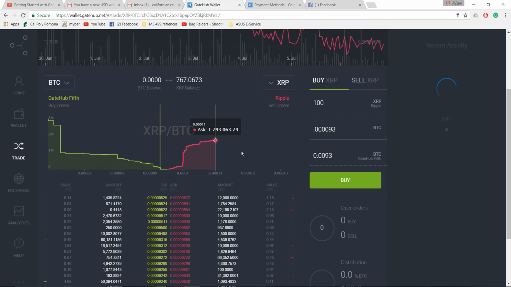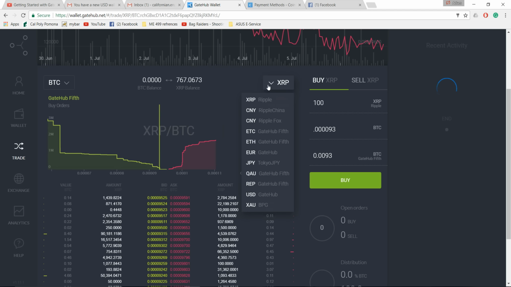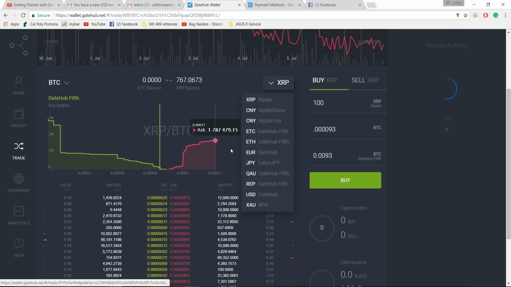So it's just like the stock market, basically. It's the same exact thing, except instead of selling per share, you can actually sell percentiles or fractions of whatever currency you're trading. And you can change this up. So right now it just moved. Some orders were confirmed, and now the market's moving. You can change it to Ripple China, Ethereum, euros, dollars, all these things. So it's pretty cool. And once it trades, it goes to your wallet.